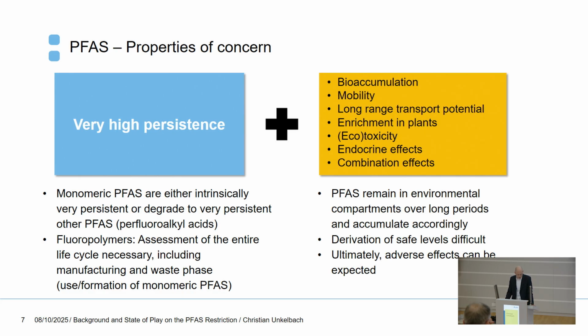So this is relevant for monomeric PFAS, which are either by themselves very persistent or degrade to very persistent other PFAS, so-called arrowhead substances. Most often, these are perfluoroalkyl acids. You may be familiar with PFOA, for example, perfluorooctanoic acid, but also fluoropolymers, if you consider the whole life cycle, may lead to the emission or formation of monomeric PFAS based on their manufacturing process or their waste phase. So these PFAS remain in environmental compartments for a very long time and accumulate accordingly, though we heard about the decreasing levels from the previous speaker. The derivation of safe effects is difficult based on their diverse nature, and ultimately we can expect adverse effects from them to occur.